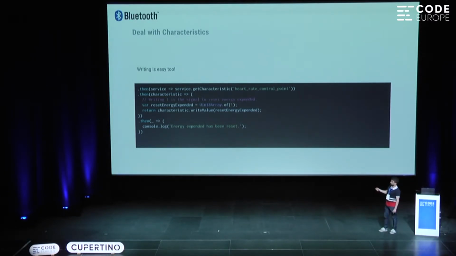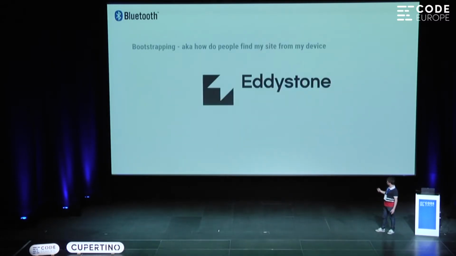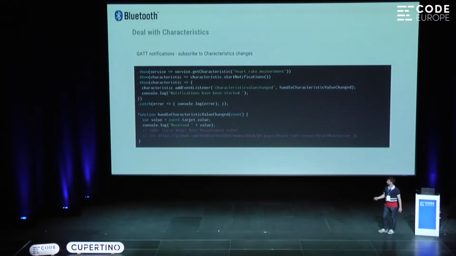I can do the same thing with writing. So now I'm getting a characteristic from a heart rate control point. I'm creating a typed array, and I'm writing a value. Very simple. But normally you want more than just reading and writing a value. You want to subscribe to changes. And that is also possible.